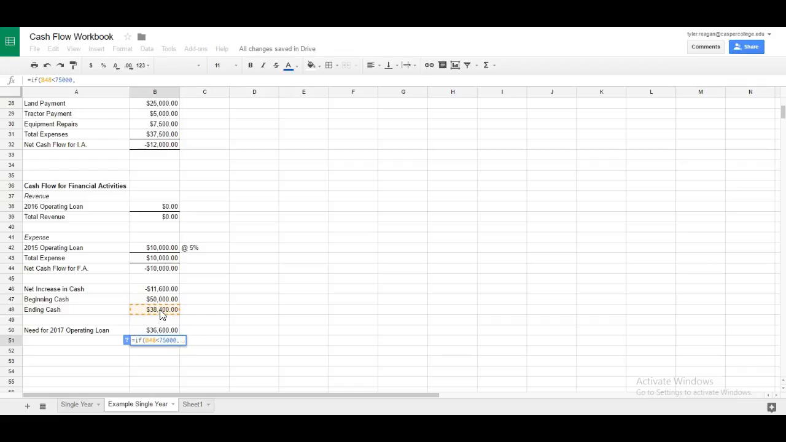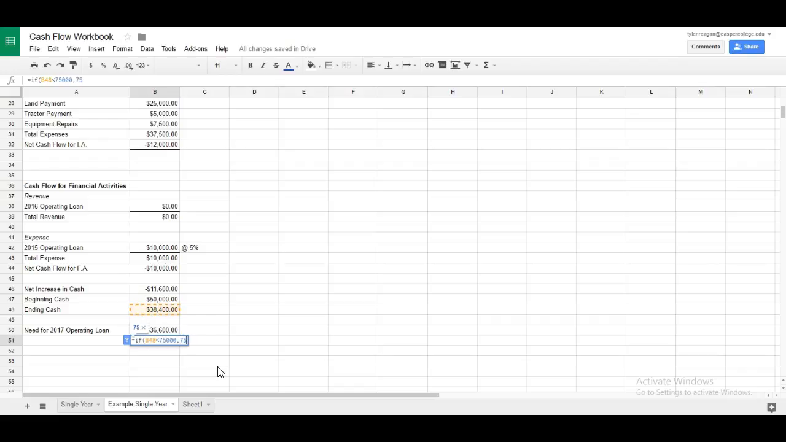And if it's true, that's where we're going to type in, if it's less than $75,000, all I'm really doing is going through this again. If this is less than $75,000, then we want to have enough of an operating loan to bring our ending cash back up to $75,000. Well, how do you do that? Well, you find the difference between the ending cash and the amount that you want in the ending cash.